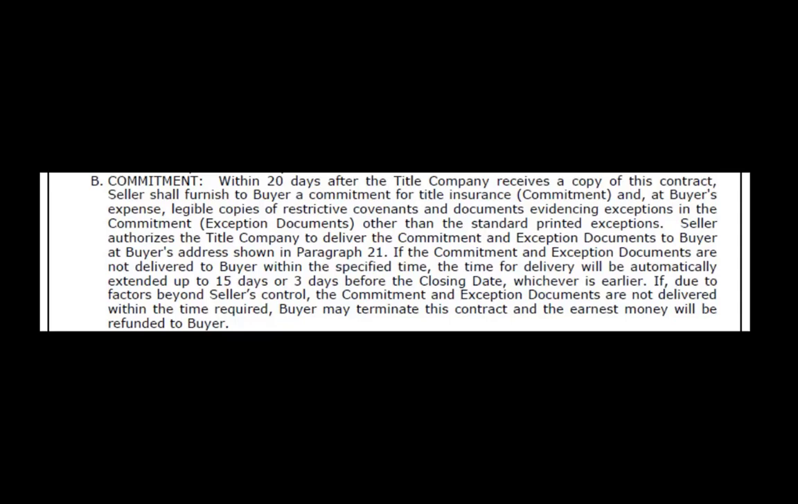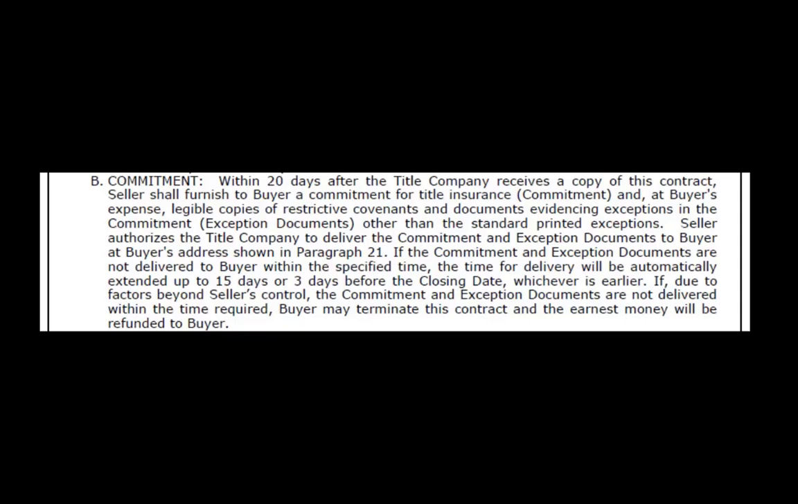Okay? And the place that they're going to deliver that bundle of paper is going to be to the address, the contact information that we're going to list in paragraph 21, which is where we're going to list the purchaser's contact information for all the notices to be sent. So if the title company doesn't send it in time, then they've got all sorts of little ways that they can extend it. They can extend it up to 15 days or 3 days before closing.